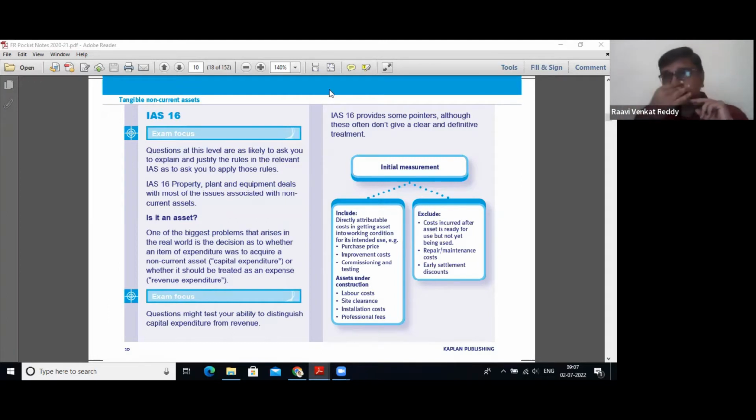The common thing is the amount which we incurred to purchase. For example, if I incurred around $10,000 to purchase an asset, yes, that 10,000 should be included. And if you incur any improvement cost, that should also be included in the cost of the asset. And the commissioning and testing charges should also be included.